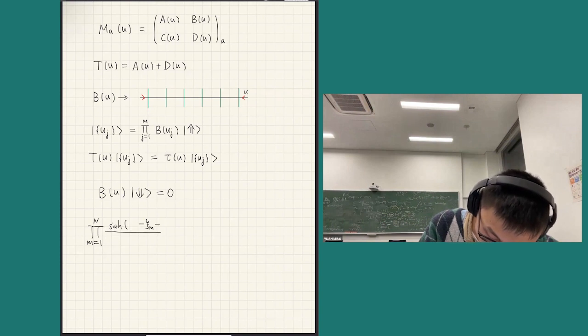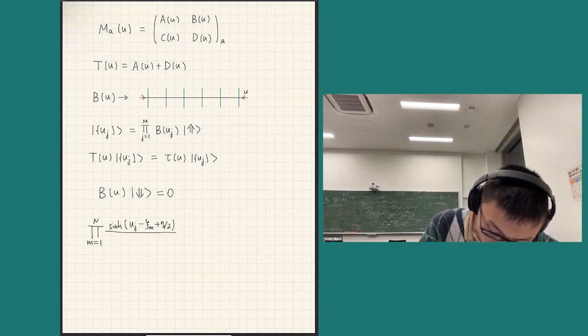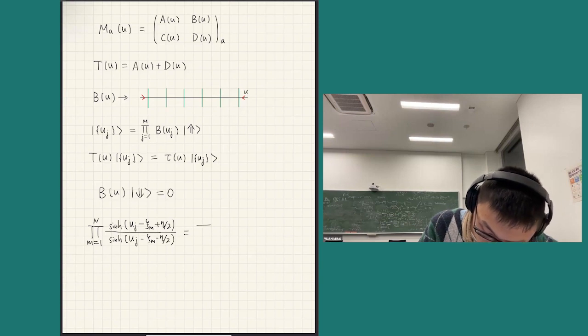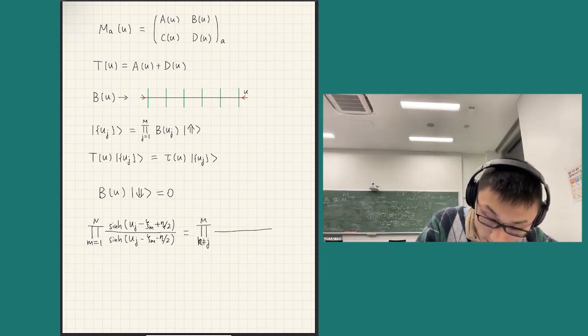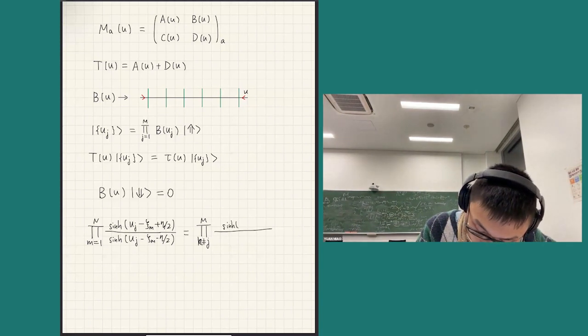Sorry, it's not it's uj plus eta over 2. So eta is some parameter, if you remember. Uj minus psi m minus eta over 2 equals the product over k not equal to j, up to m, where m is essentially the number of these B operators. And then we have sine uj minus uk plus eta over sine uj minus uk minus eta.